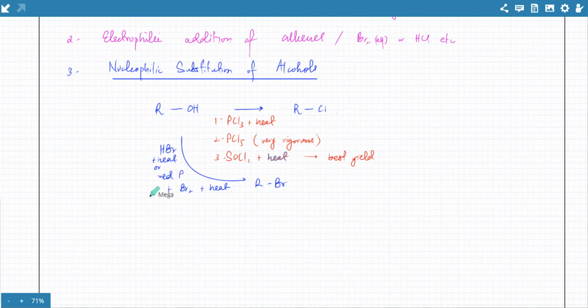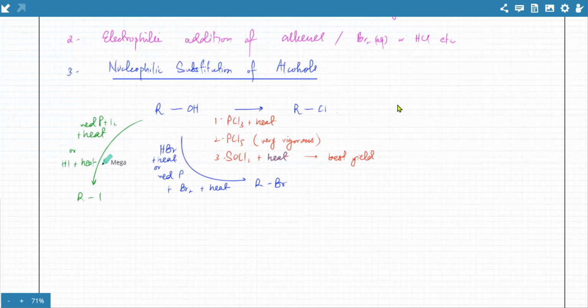And you can also substitute it with iodine. For that, it would form the carbon chain with an iodine. The reaction would be red phosphorus plus I2 plus heat, or you could also use HI plus heat. Anyways, there are a number of reactions where you could substitute the OH in an alcohol with a halogen.